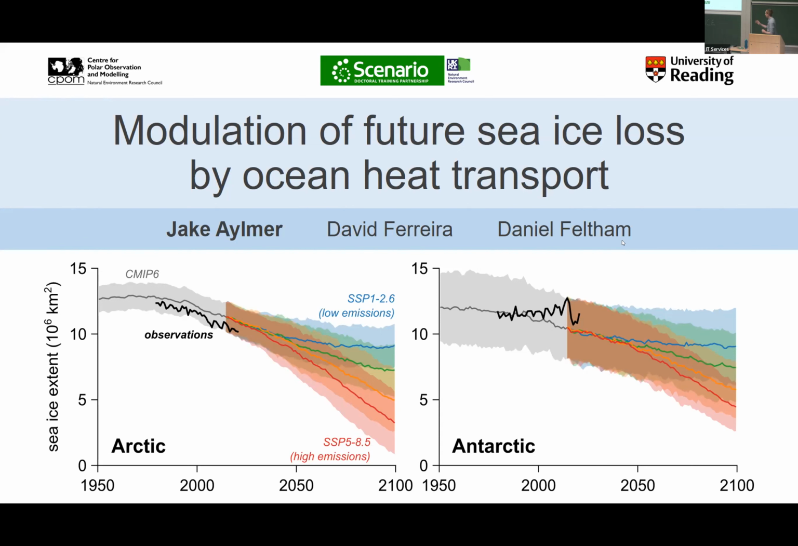So the plots I'm showing on this slide are something similar to what we've already seen today. This is showing projections of Arctic on the left and Antarctic on the right, sea ice extent in CMIP6 models. The lines here are ensemble means, and the shading is a standard deviation to give an indication of the spread across both models and their ensemble members. This is shown for a range of different future emission scenarios.